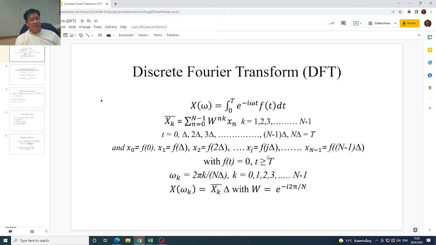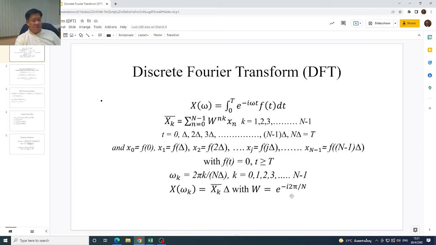At the end, f(t) is equal to 0 when t is equal to T. So f(t) is effective only until n minus 1. Therefore k can be discretized up to only n minus 1. To approximate the classical Fourier transform X(omega_k), you need to multiply by delta once you evaluate this X bar sub k. But that's not the big deal. The big deal now is how to compute this X bar sub k.